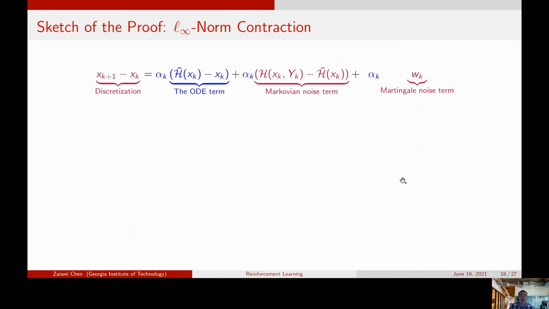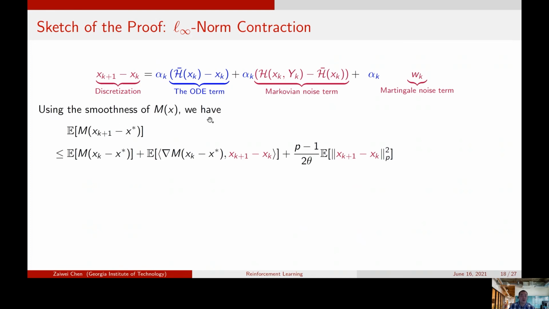Now that we have constructed the Lyapunov function, we will use it to study the stochastic approximation algorithm. So let's first write the update equation of the stochastic approximation algorithm here. What I did is I sent xk to the left, and for the amount of updates, I add and subtract h bar to form these three terms we have seen earlier. The first term is the ODE term, and the second and third terms are Markovian noise and martingale difference noise.